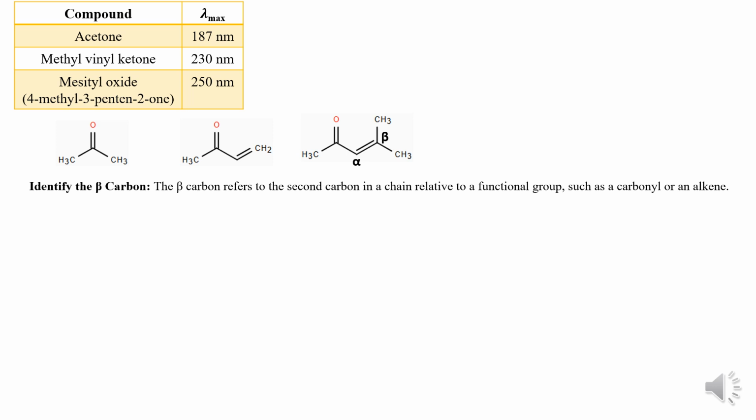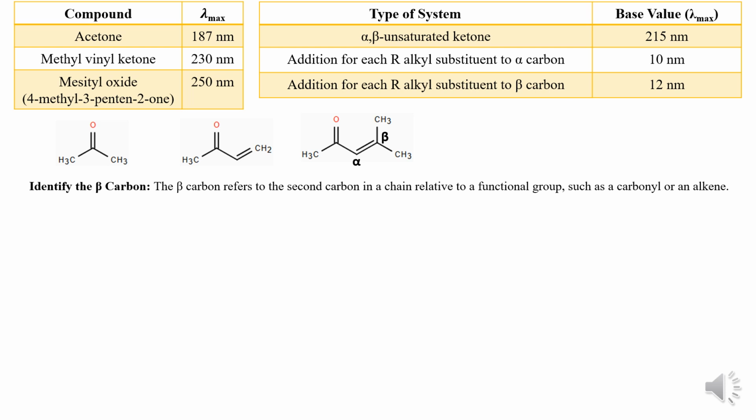So bathochromic shift or red shift is due to 2 reasons. One is due to conjugation, that is increase in the number of double bonds that are in conjugation with each other. And second reason is alkylation, that is presence of alkyl groups. So in case of mesityl oxide, both the factors are contributing towards the bathochromic shift or the red shift. So there is presence of conjugation as well as presence of alkyl groups.